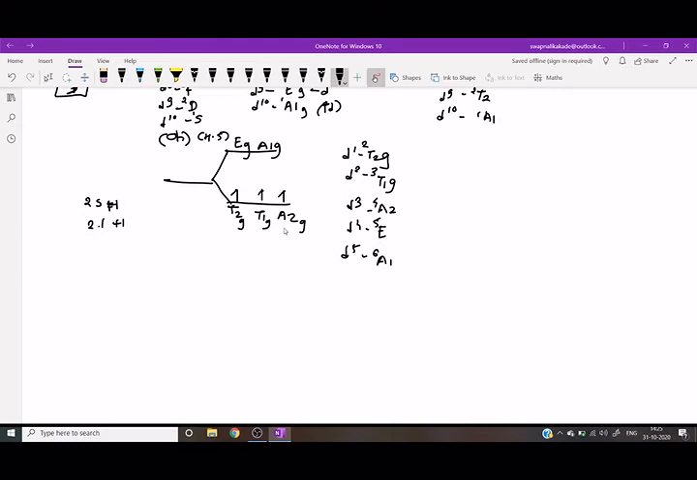Here the third electron goes in the A2 orbital. Therefore the symbol is A2. For spin multiplicity, the spin here is 3 by 2. The spin multiplicity formula is 2S plus 1. Here the S value is 3 by 2, so 2 into 3 by 2 plus 1 gives 4.